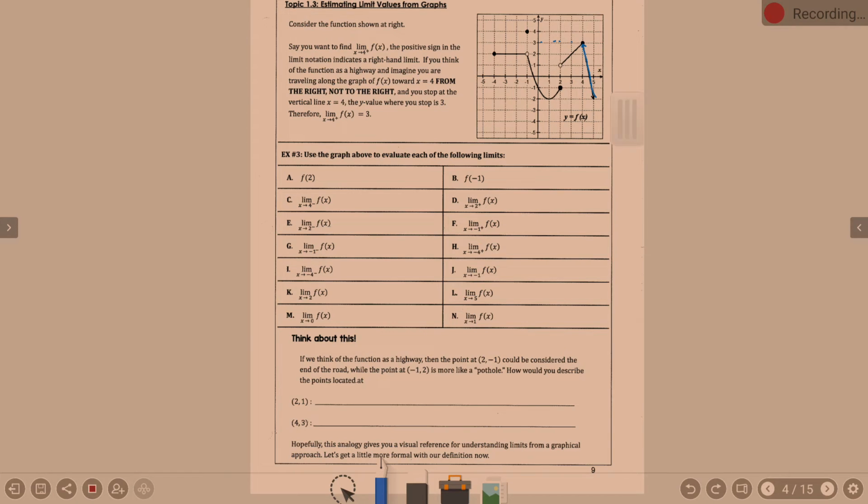Now, we're going to answer a whole bunch of different questions here. Get all of our notation straight. First one, what is f of 2? One.